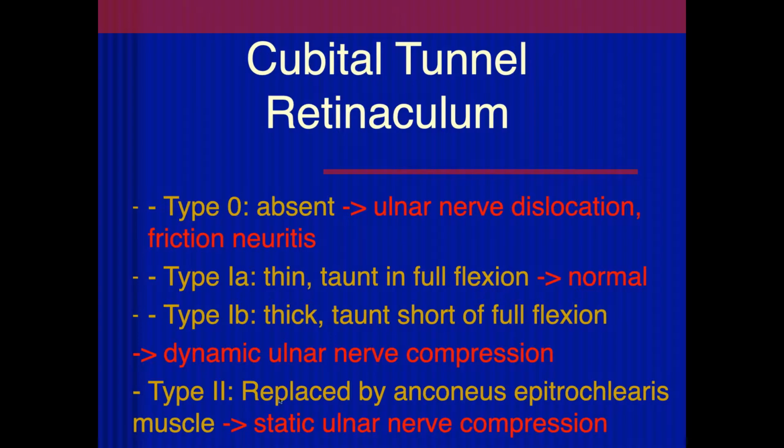And then there's a type 2, which is replacement of the retinaculum by the abnormal anconeus epitrochlearis muscle, and this can produce a static ulnar nerve compression.